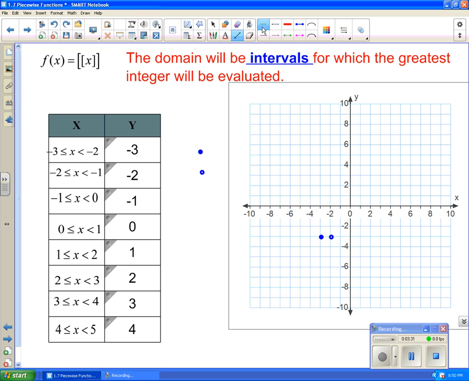When I connect the dots, I'm just going to use a line segment, because something happens when I jump to the next interval. And when I look at x between negative 2 and negative 1, if I include negative 2, the greatest integer is not negative 3, it's negative 2.